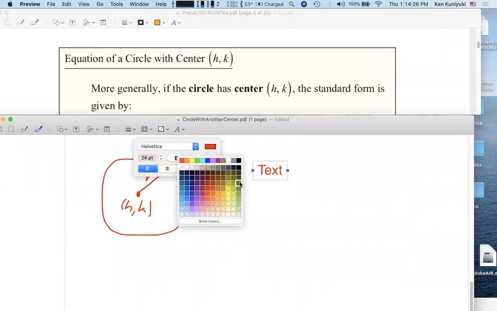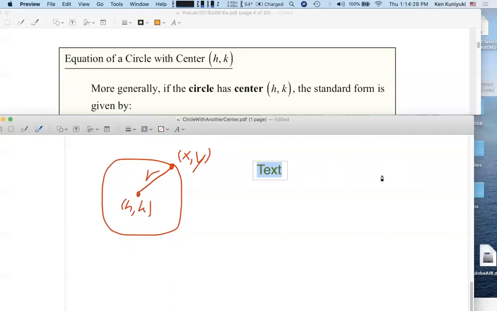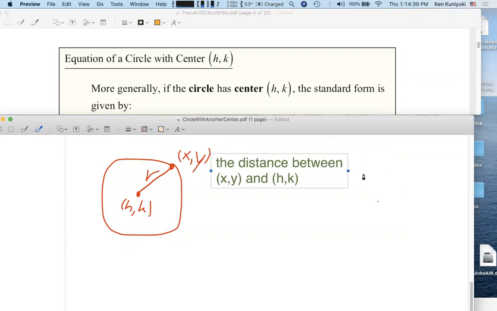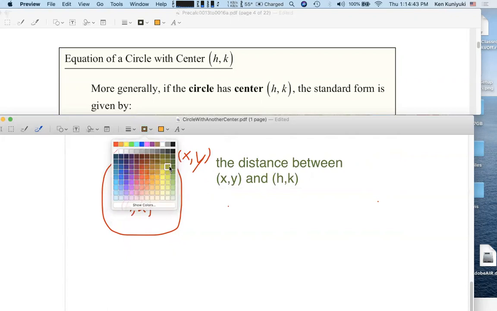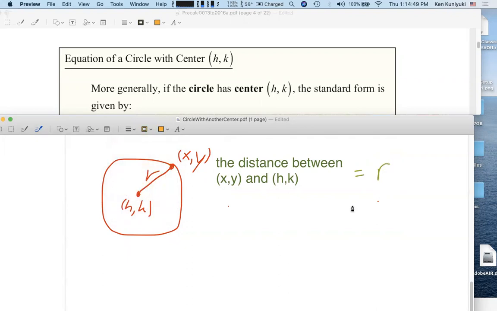We want all points x comma y that satisfy the following equation in principle, where the distance between x comma y and h comma k is equal to r, the radius. I want all points x comma y that satisfy this property. All points whose distance from this center point will be r.